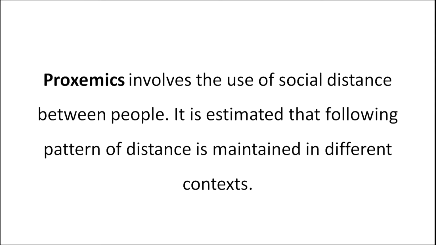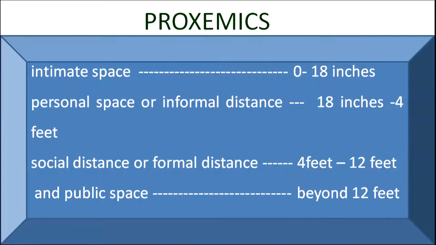What is this pattern? Let us know. In different contexts or in different cultures, usually the distance for intimate space is 0 to 18 inches. For personal space or informal distance, it has to be 18 inches to 4 feet. The social distance or the formal distance is maintained at 4 feet to 12 feet, and the public space is maintained beyond 12 feet. That is, these are the distances that are there when we are interacting with the other person, relative to the context in which we are interacting.